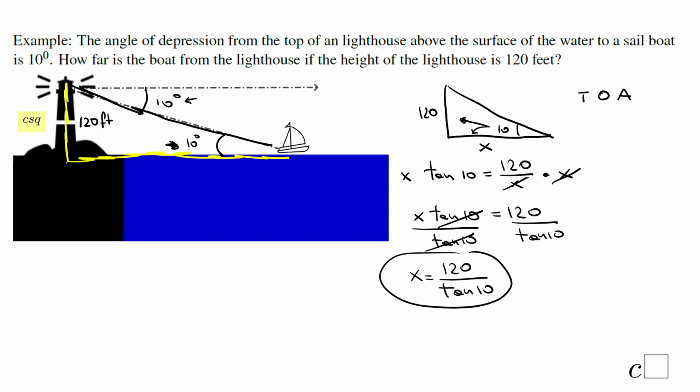And I end up with 680.5. I'm gonna round it to the nearest foot, so I will say x equals 681 feet. That is how far away this boat is from the base of the lighthouse.